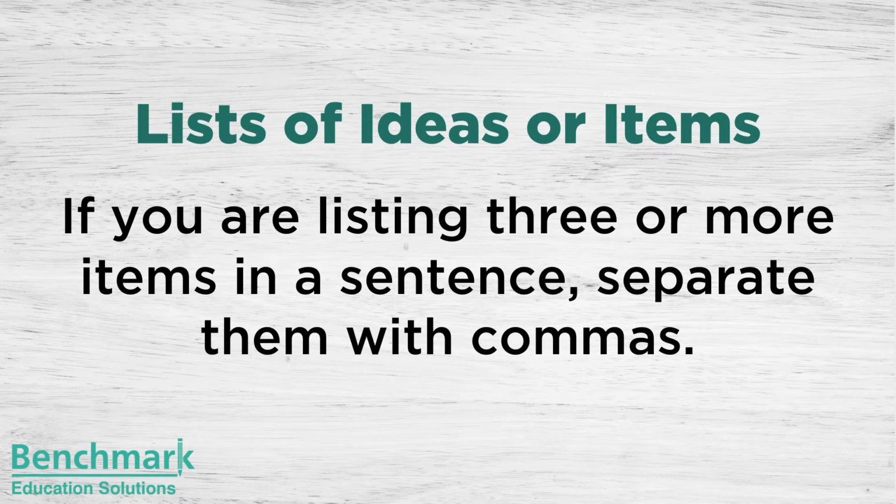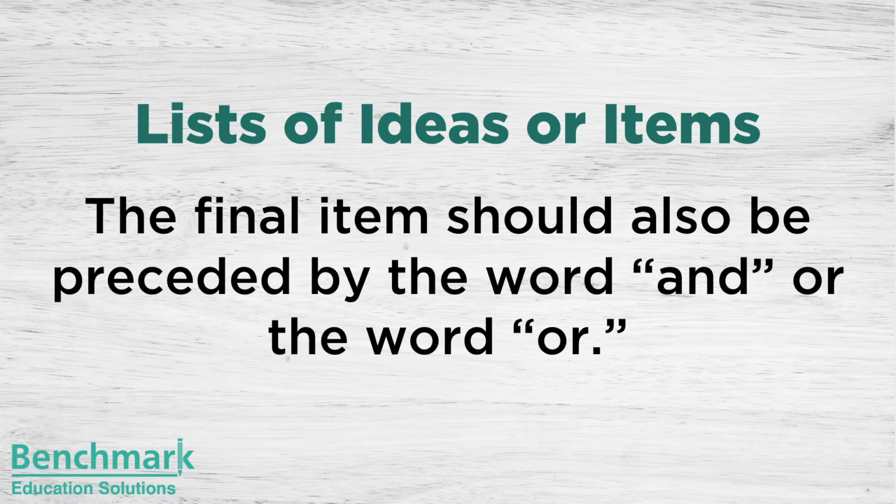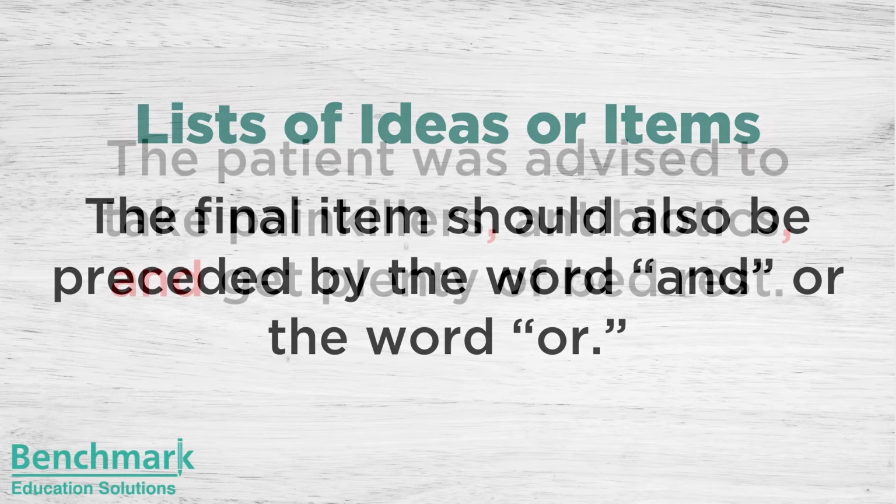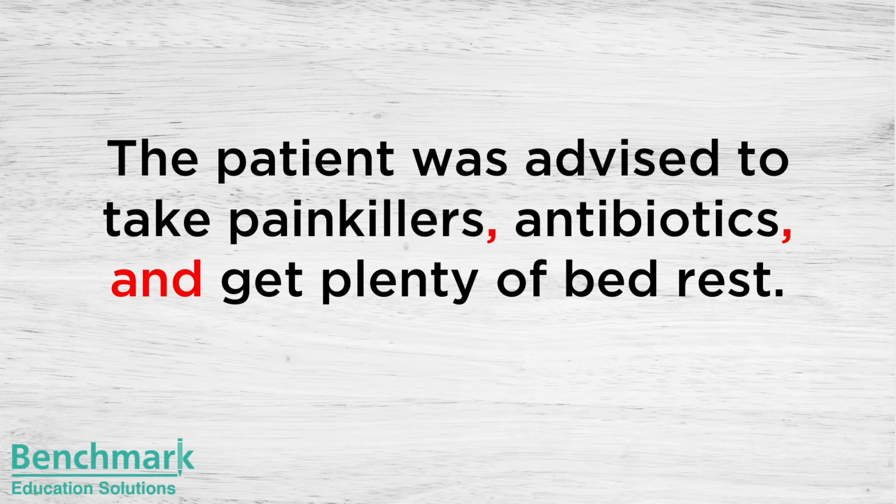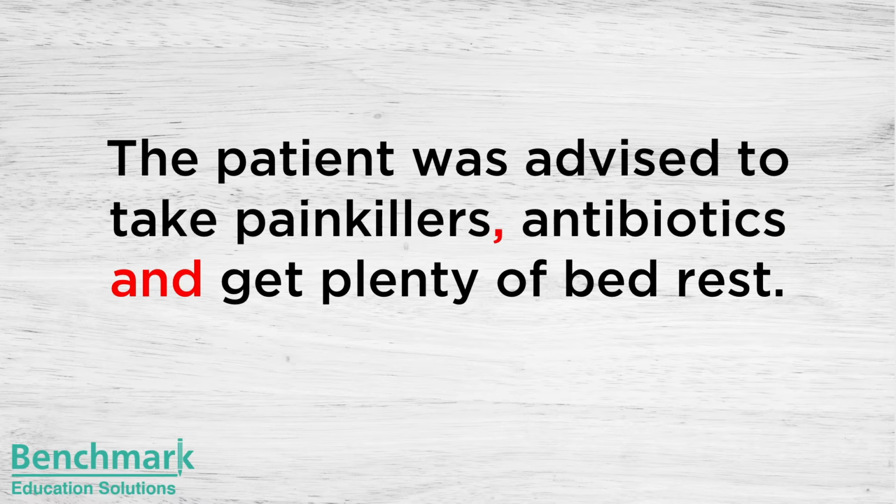In English, it's possible to list ideas or items in a sentence if they're separated with commas. Each item should be clearly set apart from the others by a comma, including the final item, which would also have the word and or setting it apart. Here's an example. The patient was advised to take painkillers, antibiotics, and get plenty of bed rest. Some people don't use the final comma, as in this example. The patient was advised to take painkillers, antibiotics and get plenty of bed rest.